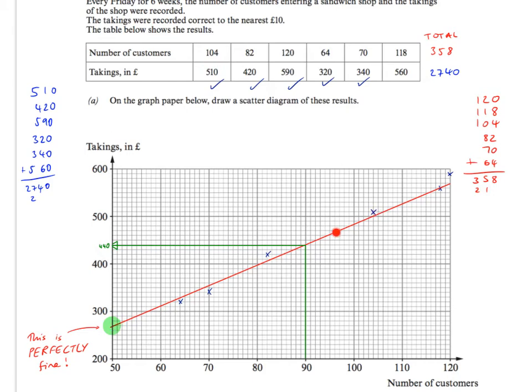Now you can see here I've already drawn my line of best fit in here. Your line of best fit should predict where the data is going. It does not need to go through this point here. That is a common misconception. There's no need for it to go through there.